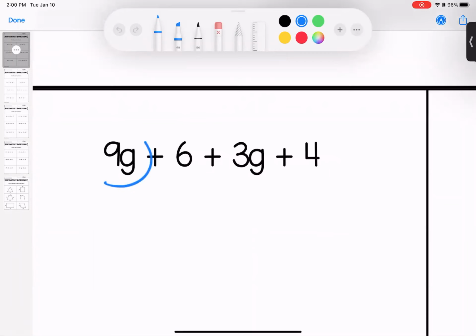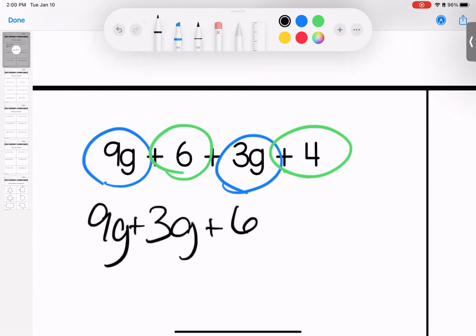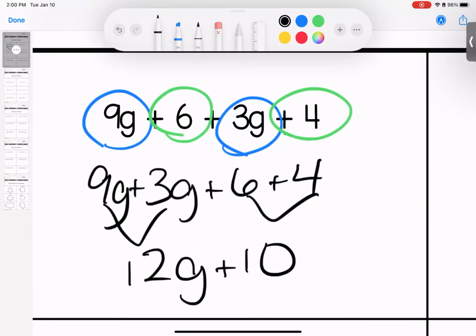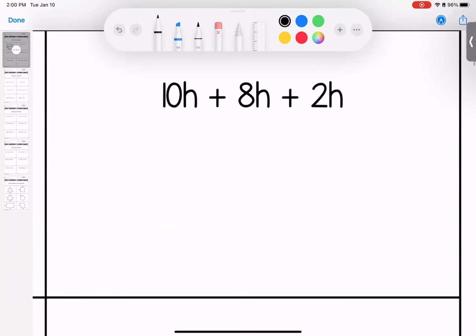We want to start with finding our like and like, rewriting so that they are in the same spot. Remember that you need to bring the sign in front as well. So for this one, we have 9G plus 3G plus 6 plus 4. 9 and 3 is 12. Bring your G. 6 and 4 is 10. 12G plus 10.